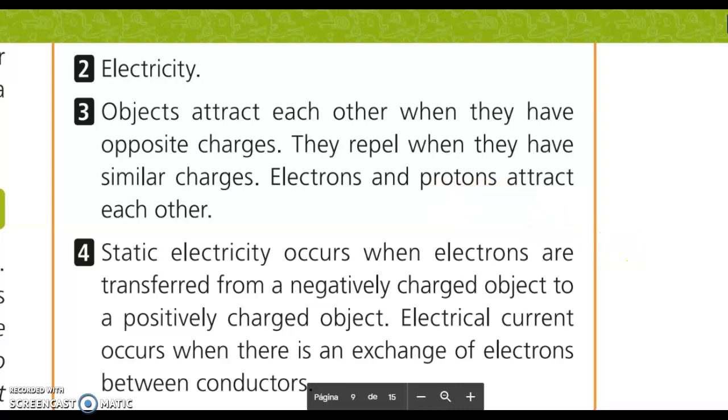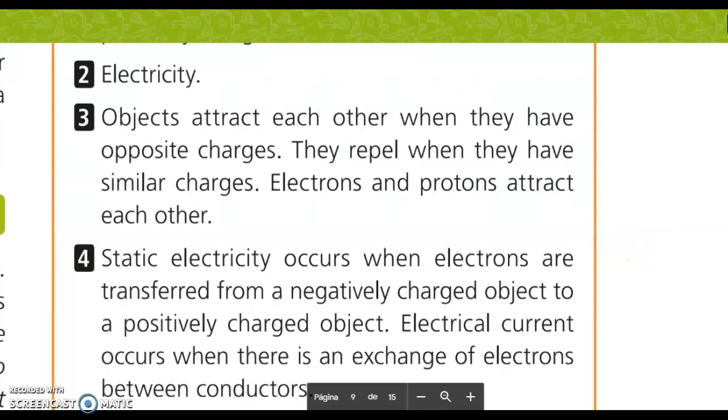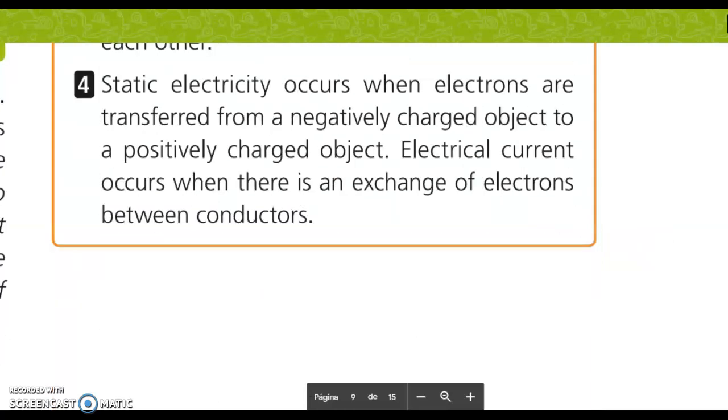Next exercise, number 4. In exercise number 4, you've got: static electricity occurs when electrons are transferred from a negatively charged object to a positively charged object. Electrical current occurs when there is an exchange of electrons between conductors. Understood? Yes? Did you write similar explanations?